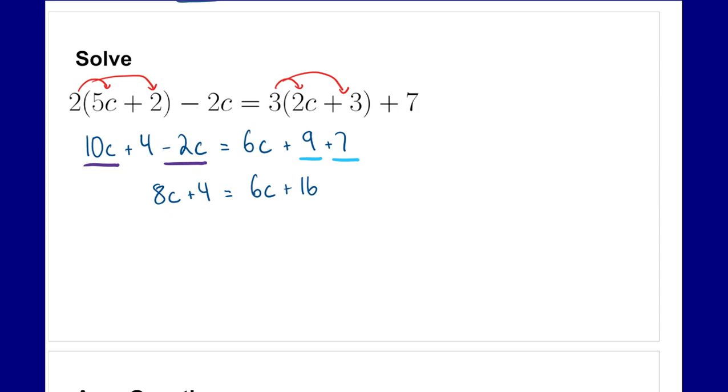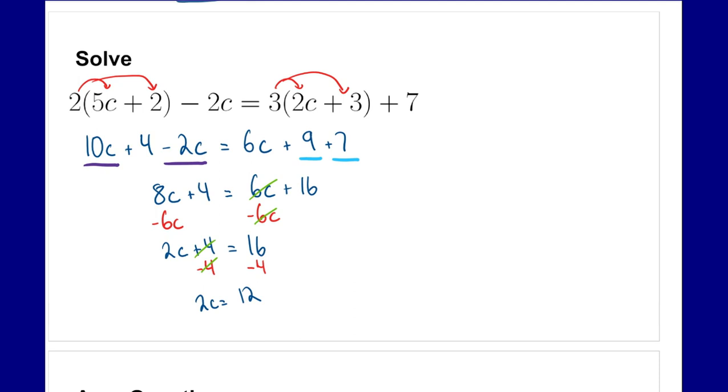Now we're down to a multi-step. Right? We have c's on both sides. I'm going to subtract or get rid of the smaller one. I'm going to minus 6c, minus 6c. One side will cancel out. 2c plus 4 equals 16. Now I'm down to a two-step equation. Get rid of that separate term. Opposite of plus 4 is minus 4. Do that to both sides. One side cancels out. 2c equals 12.